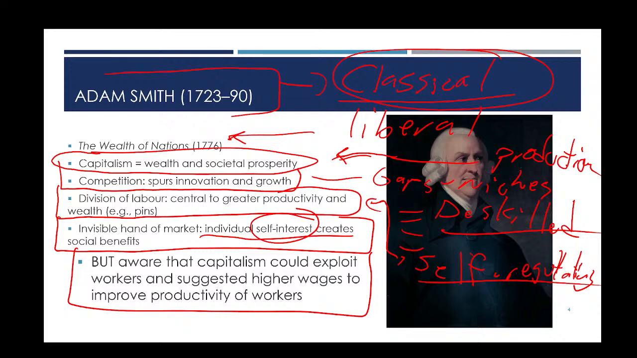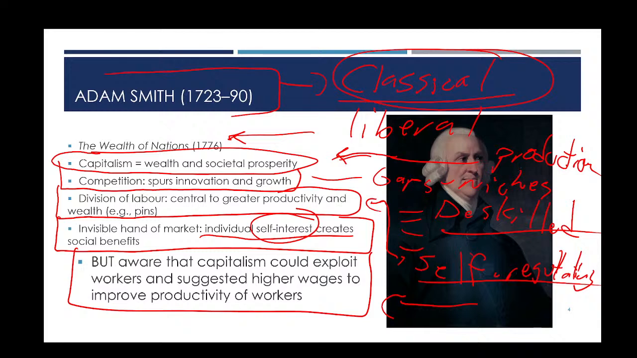But Smith was a pretty deep thinker in a lot of ways, and one of the things that Smith was very aware of was the conditions in the factories of the time, right? And he was aware that capitalism, in its pursuit of profit, ultimately very much could lead to the exploitation of workers. That it wasn't all fun and games, it wasn't all sunny ways, that there were serious problems.